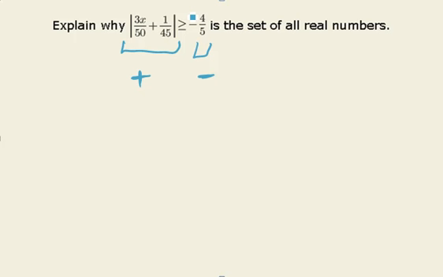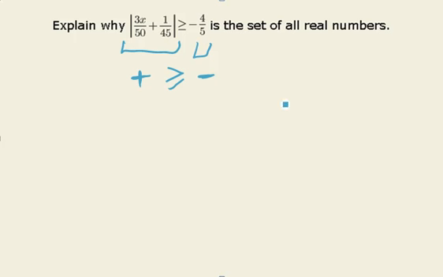So if I have a positive thing on one side of an inequality and a negative thing on the other side, then depending on the direction of the inequality, it's either always true or never true. In this case, since we have this positive thing greater than or equal to this negative thing, it's going to be always true. No matter what x value I put in here, I multiply by 3, I divide by 50, I add 1 over 45, I get something. I don't care what it is. I get some number, and I take its absolute value. That means I have a positive number. And I say, hey, is this positive number bigger than some negative number?